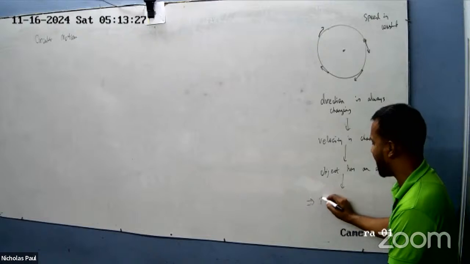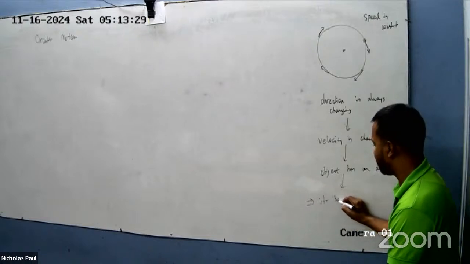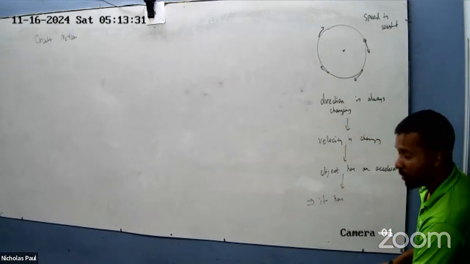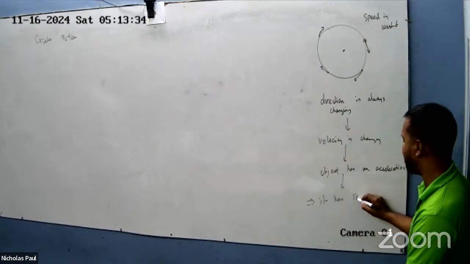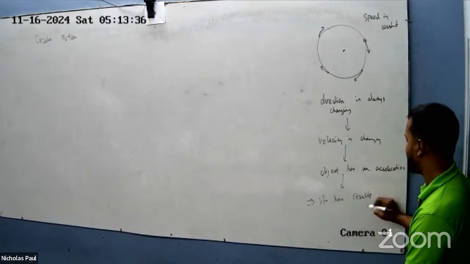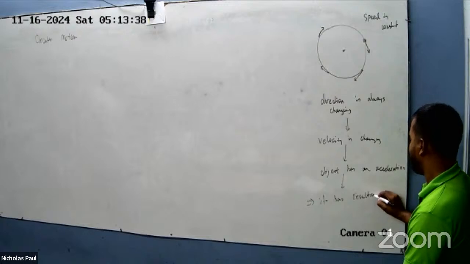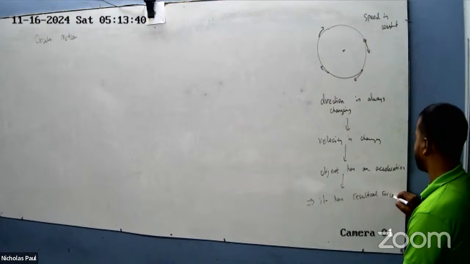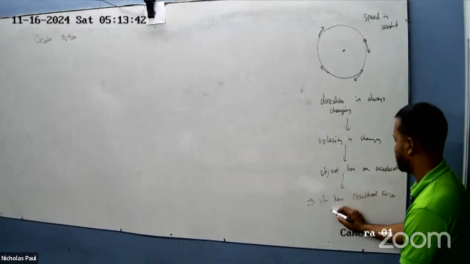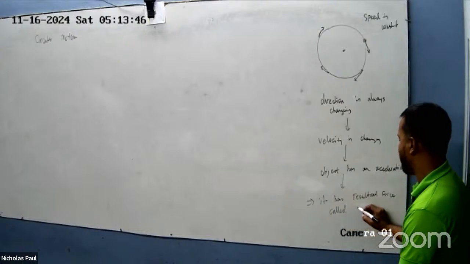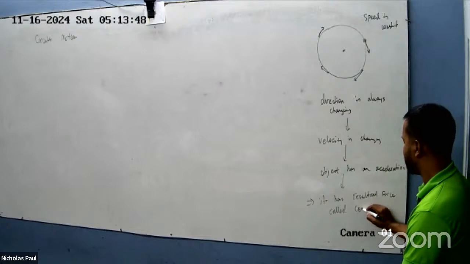This implies it has a, from Newton's second law, this implies it has a resultant force acting on it. It has a resultant force acting on it called what? We call it the centripetal force.